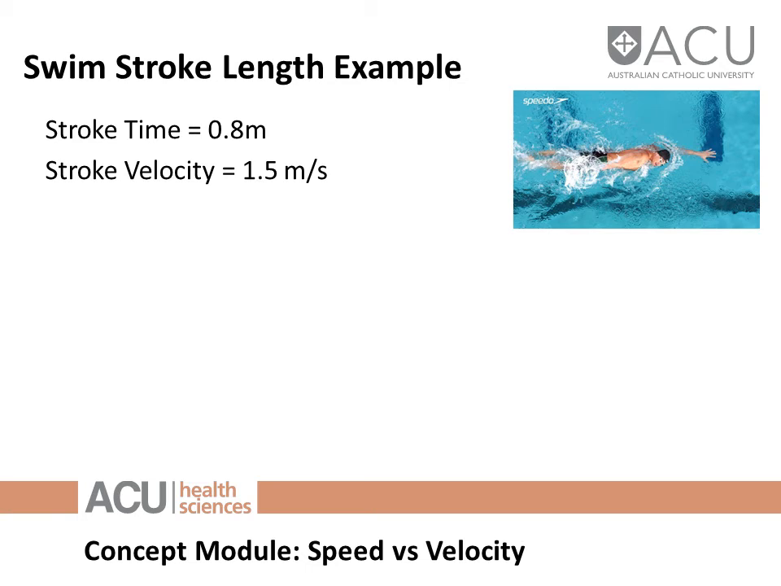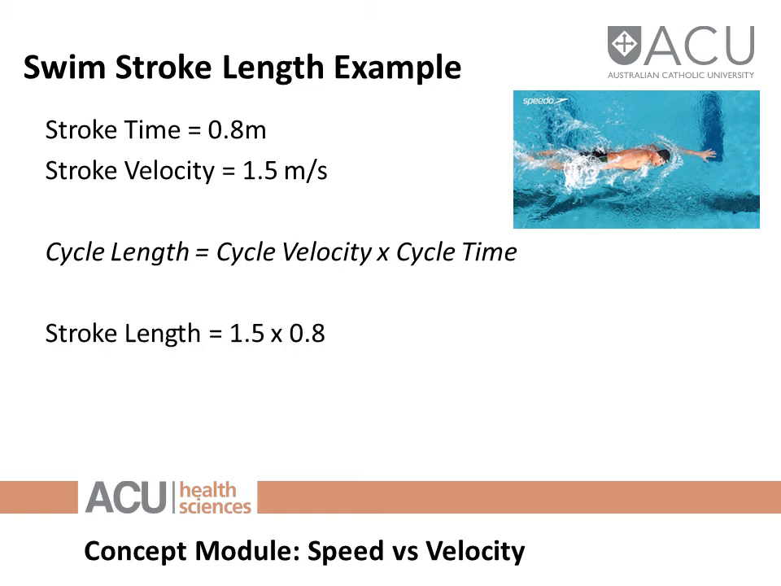If we take another example here, a different activity, swimming, same calculations, we're just talking about swim stroke instead of steps. If we get given the stroke time of 0.8 meters and the stroke velocity of 1.5 meters, we might be interested in the stroke length. We can just take a rearrangement of some of the formulas I gave you previously to understand that cycle length is cycle velocity times cycle time. So the stroke length is going to be 1.5 times 0.8, and therefore it's going to be 1.2 meters.